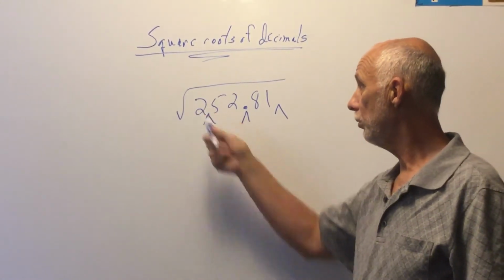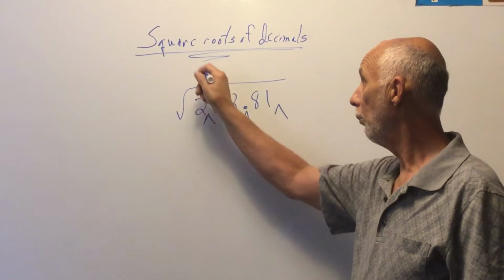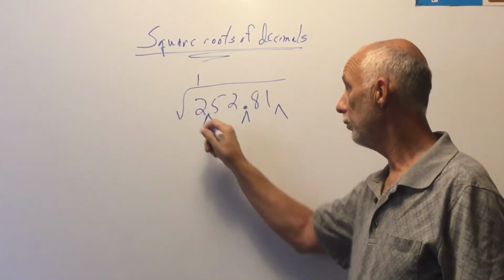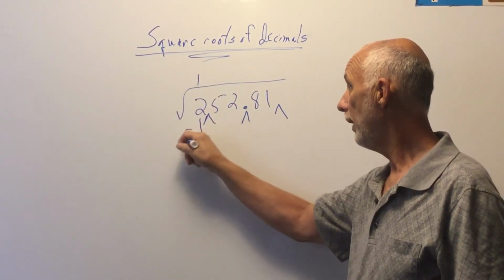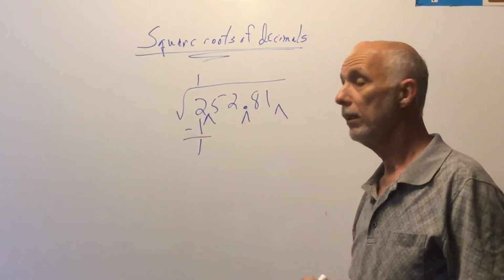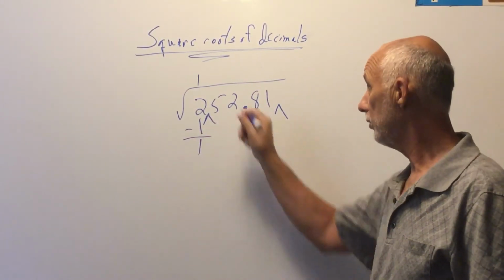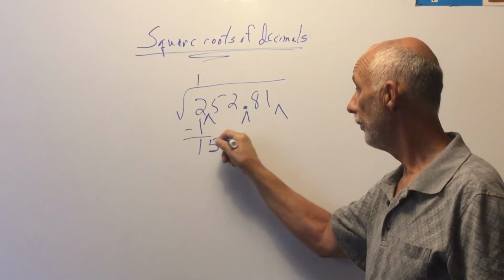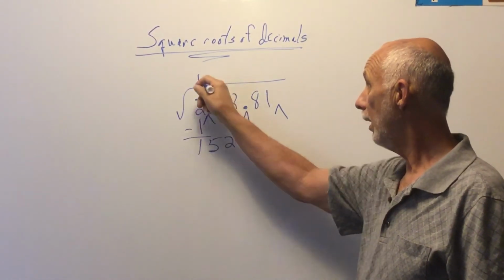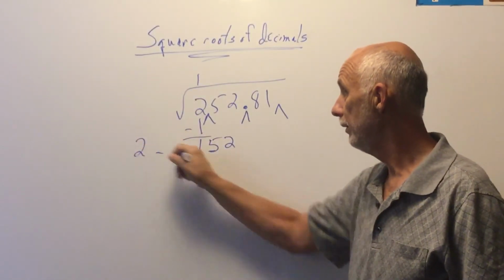What number squared is closest to 2 without going over? 1. 1 squared is 1. Remainder 1. And now we do our 3-step process. Drop down to 52, the whole mark off.